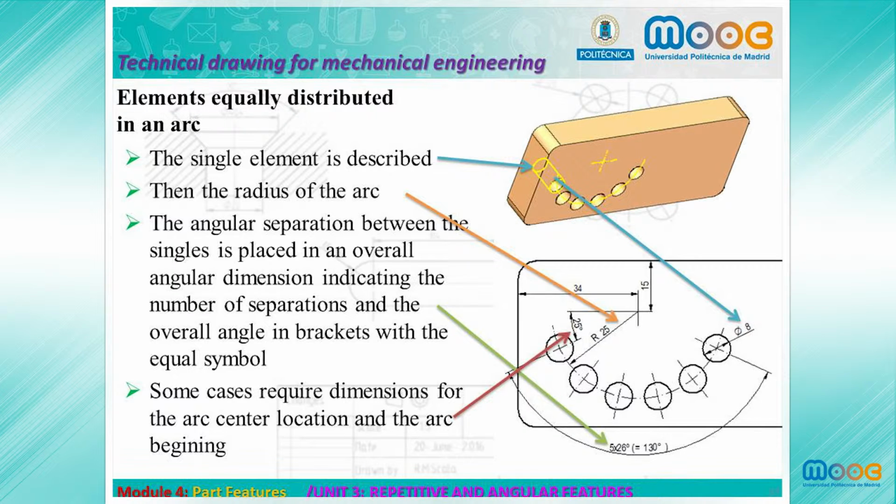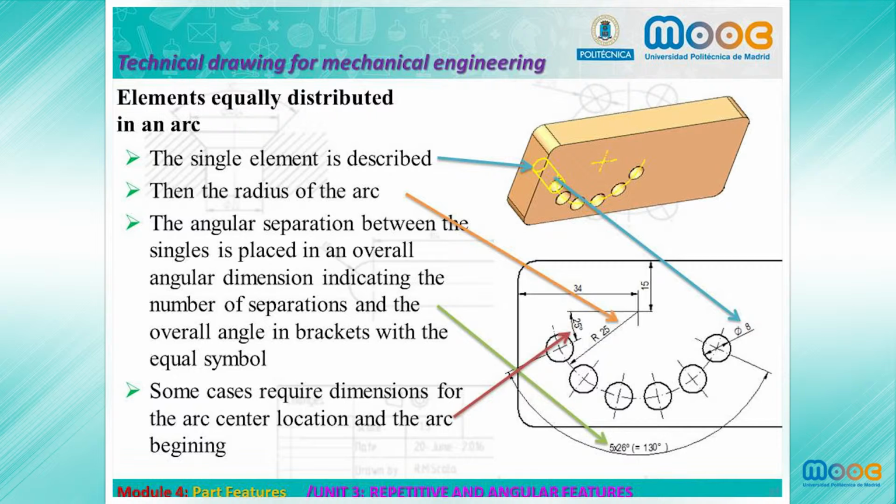Elements equally distributed in arc. In this case, we don't have a complete circumference. Instead of this, we have a partial arc. Of course, the single axis is described. Then we have to describe the arc, first with the radius. The angular separation between the singles is placed in an overall angular dimension indicating the number of separations and the overall angle in brackets with the equal symbol.